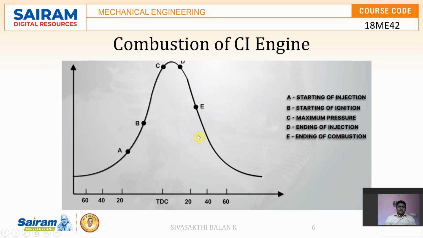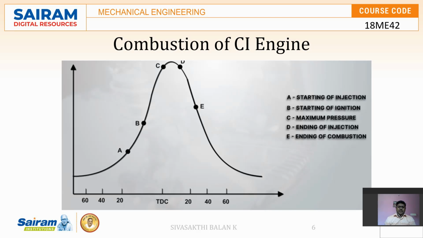Now let us see how the combustion takes place inside the CI engine or compression ignition engine. This is a typical pressure and crank angle diagram where again we can classify it as 5 points in the curve. Point A is the starting of the injection and point B is the starting of the ignition. Where injection starts, from the fuel injector, fuel starts to come out. And at point B, the burning or ignition starts to take place.